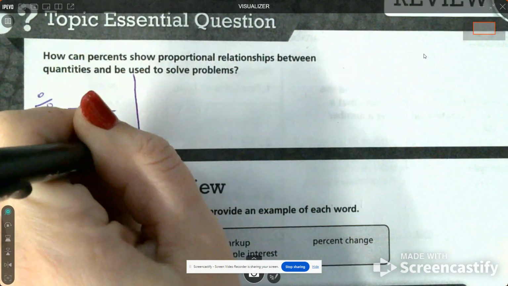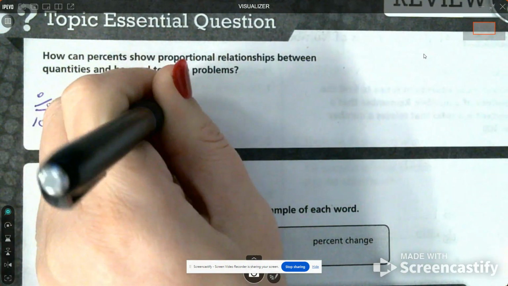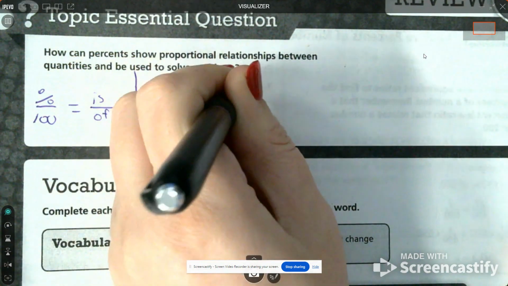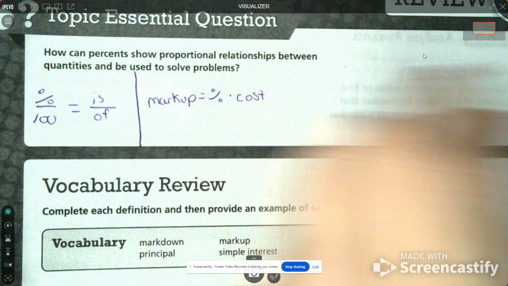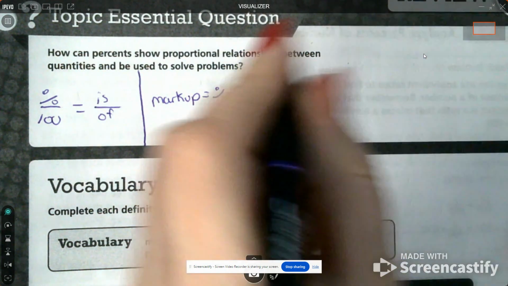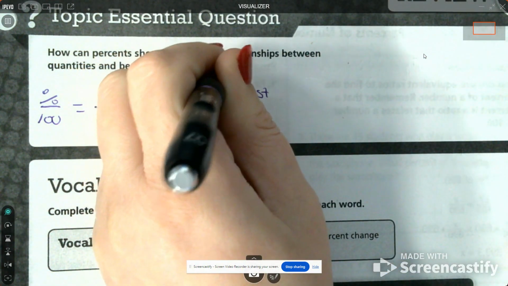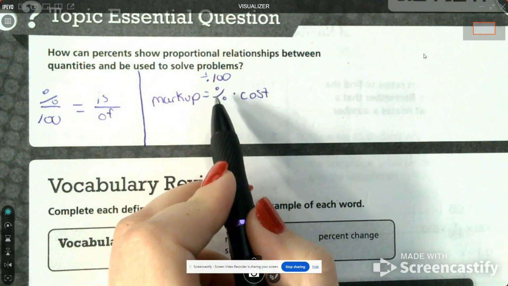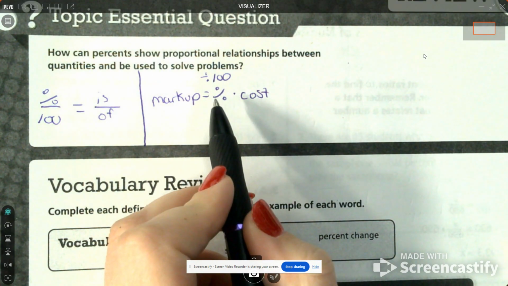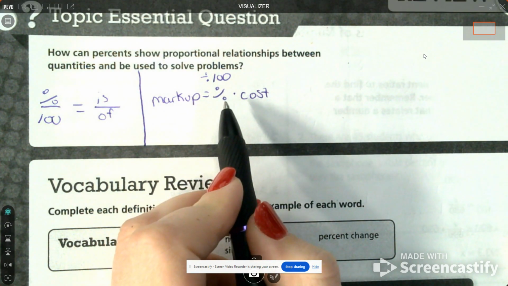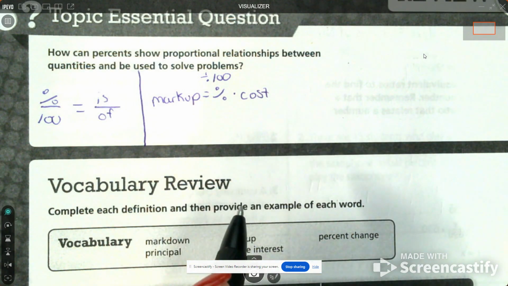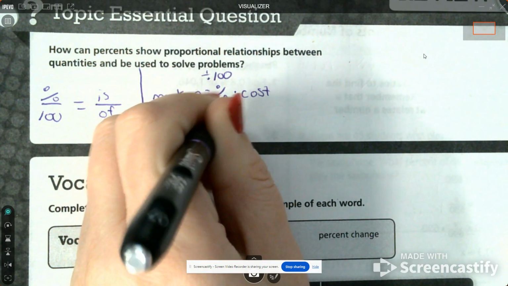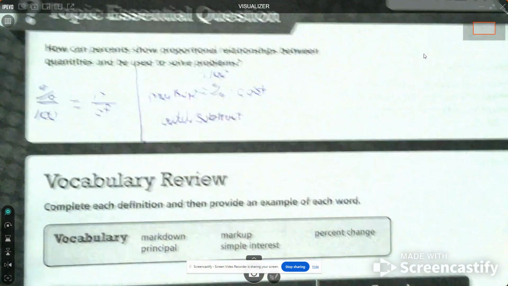The second thing we looked at was our markup. To do that, all you have to do is do percent times cost and multiply the two together. Just remember that your percent, you have to divide it by 100 to make it into a decimal before you can put it in the equation. So you have to change your percent before you can put it here and multiply it by the cost. After that is when you have to decide if you add or subtract to get your final answer.